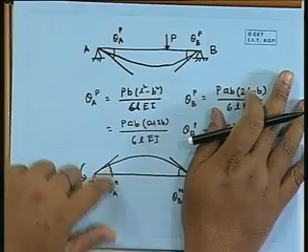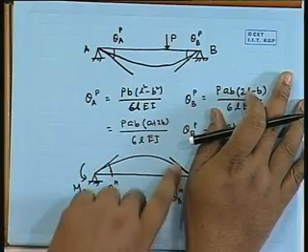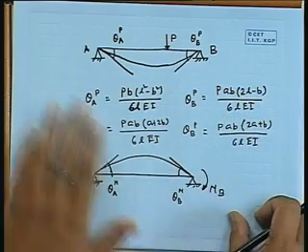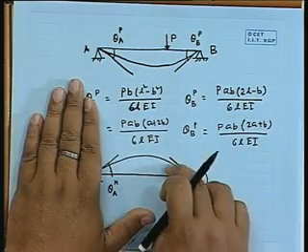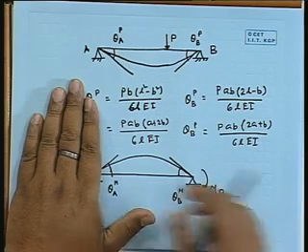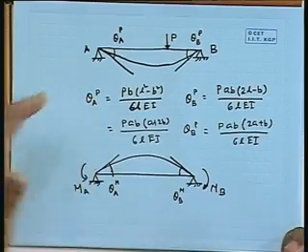If you take a simply supported beam and apply a moment, and if the other moment is not there, this angle will be ml by 3 EI and this angle will be ml by 6 EI. Similarly, due to this moment, if that is not there, this end slope will be mbl by 3 EI and this end slope will be mbl by 6 EI. So both the actions are there.